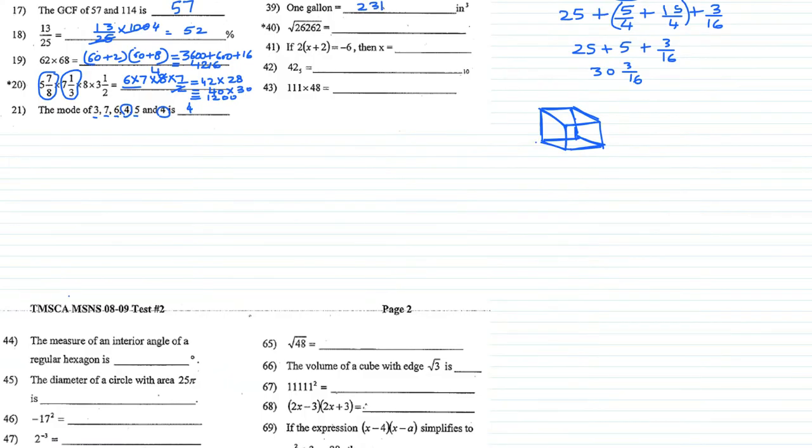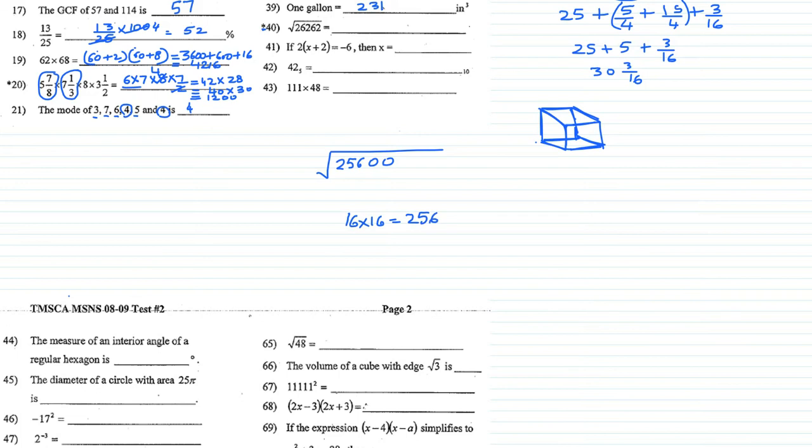Question 40. What is the square root of 26,262? So since they are expecting an approximate answer, I'm going to approximate 26,262 as 25,600. The reason I did that is I know that 256 is a perfect square because 16 times 16 is 256.